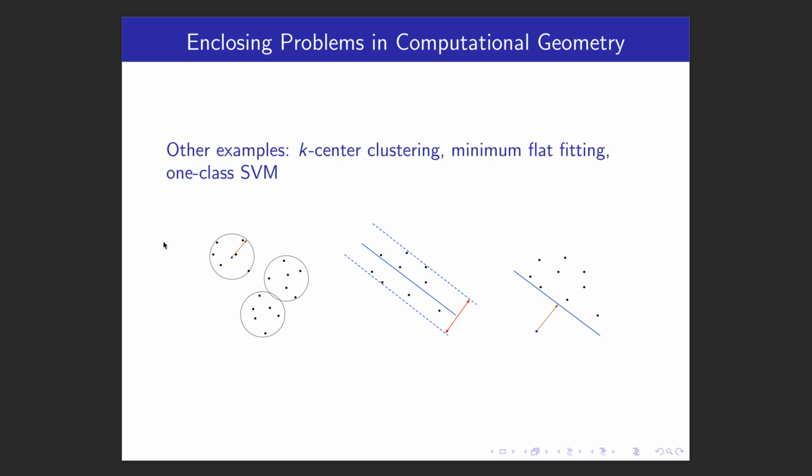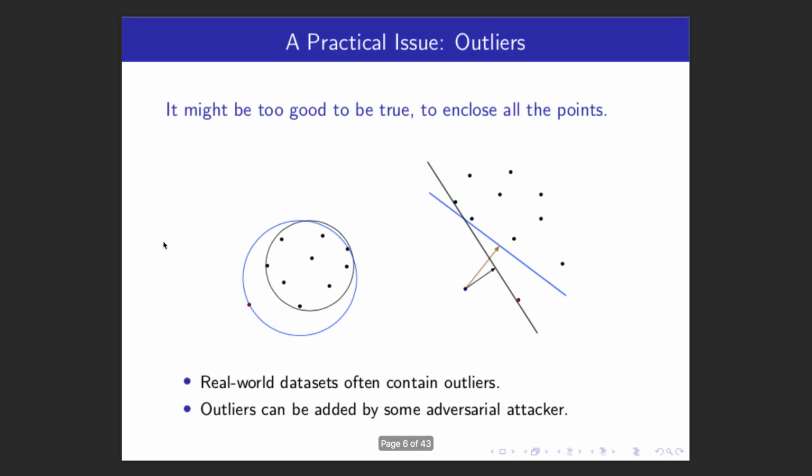So you can view this problem as a generalization of minimum enclosing ball. For minimum enclosing ball, the ball center actually is a zero-dimensional flat. But here we generalize it to a low-dimensional flat. And the third example is one-class SVM. It's a maximization problem. Basically, we want to find a half space to enclose the given set of points and maximize the orthogonal distance from the origin to the boundary of the half space. Basically, the boundary is a hyperplane in the space.